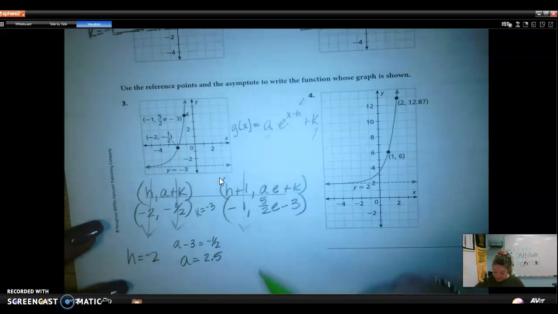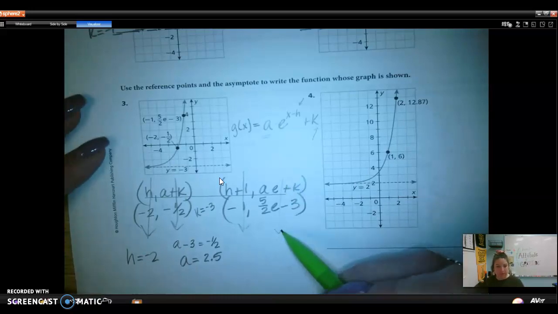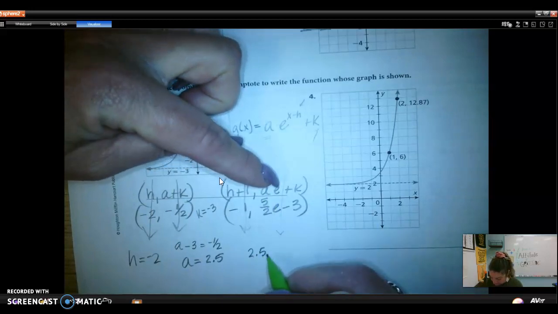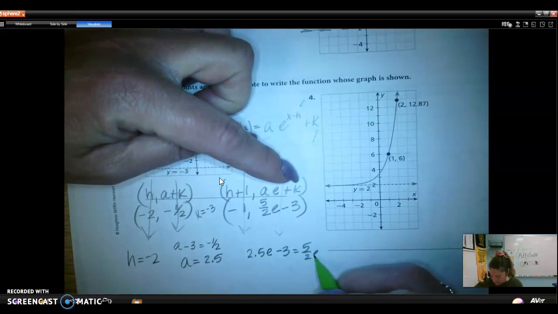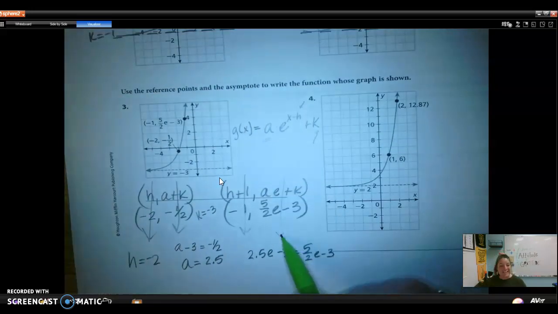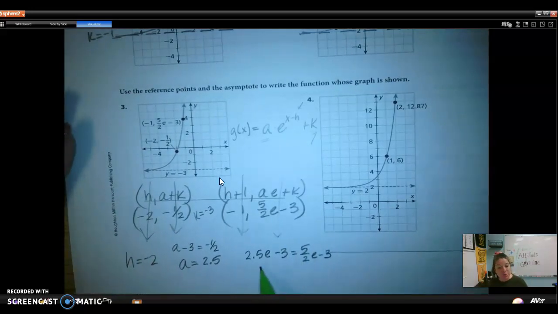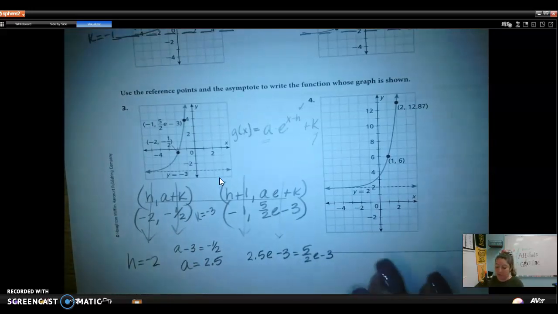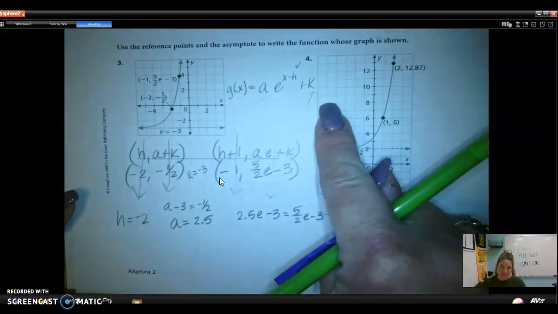I'm going to go check my answer over here. -2. Score. Check my answer. What? Hang on. a is 2.5. 2.5 e minus 3. Does that equal? It sure does. So this is another way to check your answer. That's why I feel like these are a little bit easier. Is 2.5 e minus 3 the same thing as 5/2 e minus 3? Yeah. So you're done. Okay, remember, you only have to find for these a, h, and k.